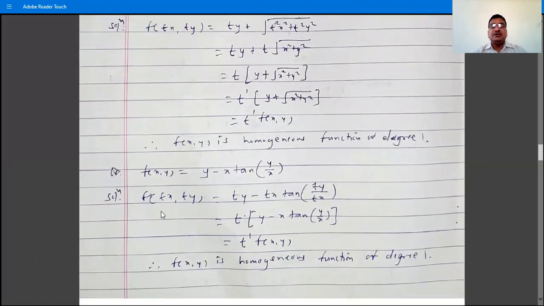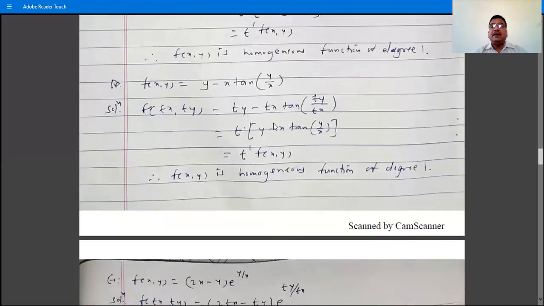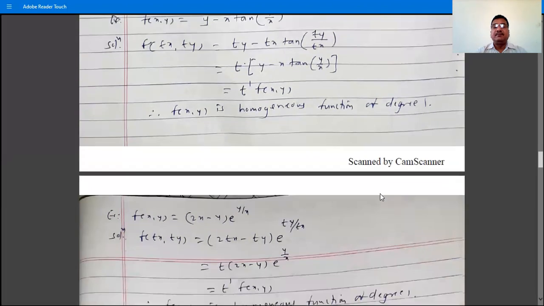Similarly, f(x, y) is equal to y minus x tan(y by x). So f of (tx, ty) is ty minus tx tan(ty by tx). T gets cancelled, so we have tan(y by x), and take t common, we have t in bracket (y minus x tan(y by x)), and this y minus x tan(y by x) is f of (x, y), and therefore we say f of (tx, ty) is expressed in the form t raised to 1 f of (x, y). So this y minus x into tan(y by x) is a homogeneous function of degree 1.